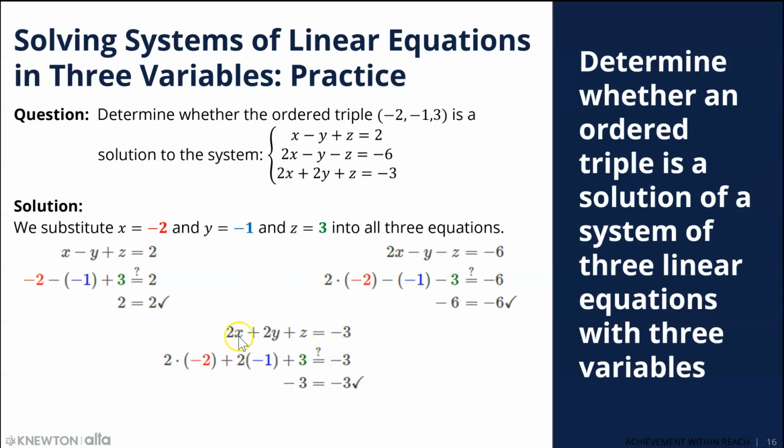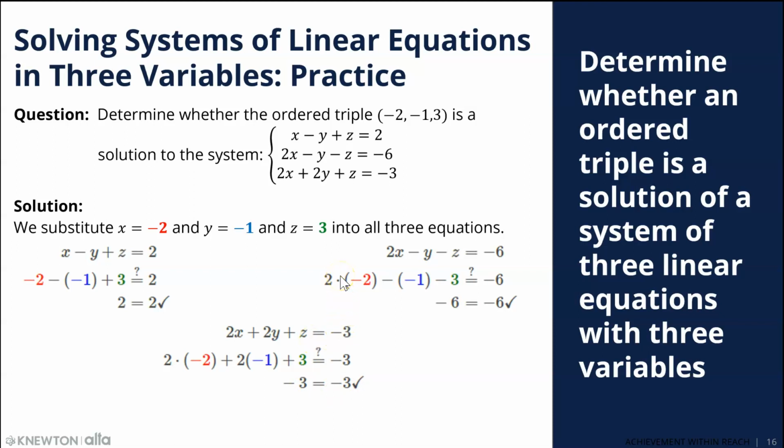And then we replace the x here by -2 and the y here by -1 and the z here by 3. And then we verify if when we simplify this, this should be equal to -3. So if we multiply 2 times -2, we get -4 plus 2 times -1 is -2. So -4 minus 2 is -6 plus 3 is -3. So therefore, this equation is also satisfied.